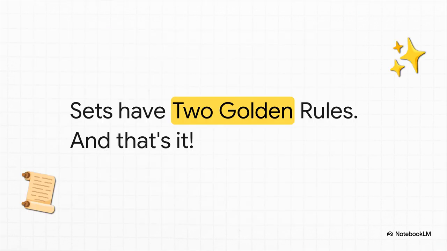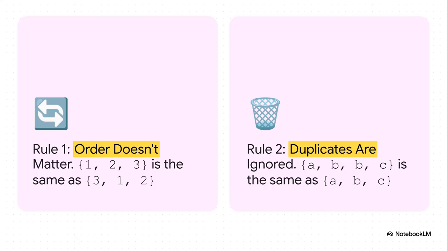To really get sets, you only need to know two. Let's call them golden rules. If you can remember these two things, you've pretty much mastered the core concept. And here they are. Rule number one, the order of the elements just doesn't matter. The set with 1, 2, and 3 is the exact same set as the one with 3, 1, and 2. The arrangement is irrelevant, it's all about what's inside.